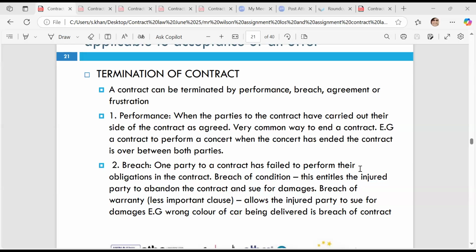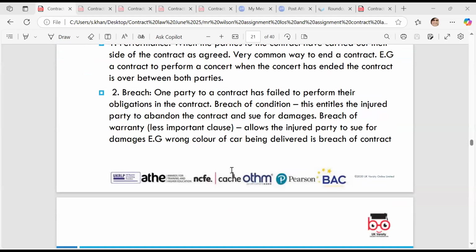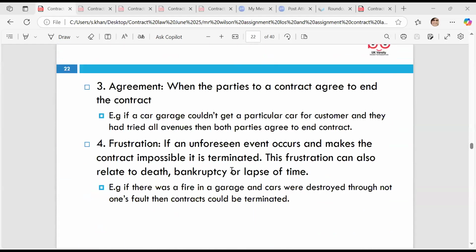By breach, this is where a party can terminate because the other party has breached a condition or a warranty, and there are serious consequences of it. Another way is by agreement, when the parties to a contract agree to end the contract. An example they've given here is a mutual agreement between them. If a garage couldn't get a particular car for a customer and they'd tried all avenues, then both parties agree to end the contract together.